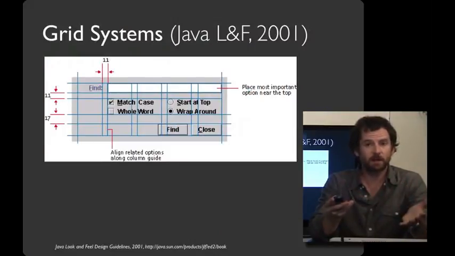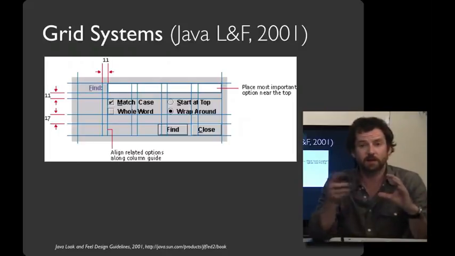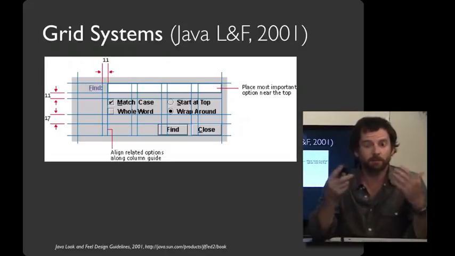This is a Find dialog box, and what you can see is that all of the elements in the dialog box have been arranged using a grid. And what we mean by a grid is that there's a set of invisible lines that all of the elements on the screen snap to. So you can see that the top row of the dialog box is the find and then the search area. And then below that are all of the parameters. And below that still are the find and close buttons.